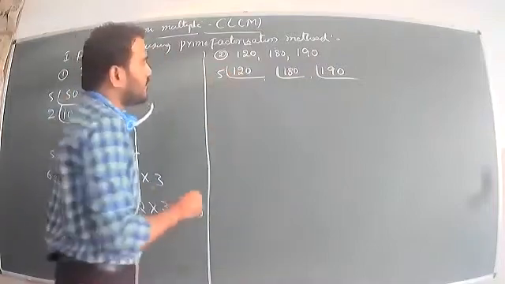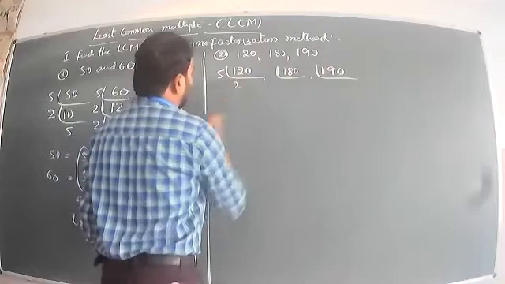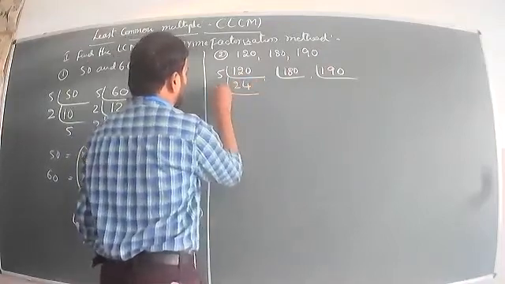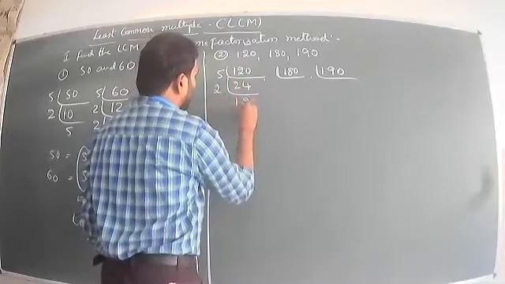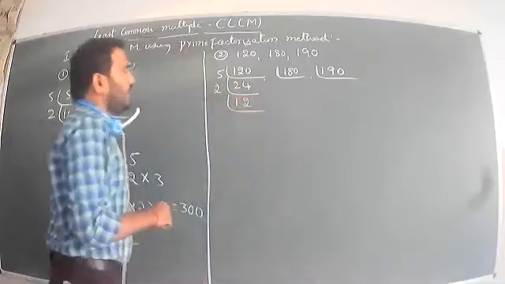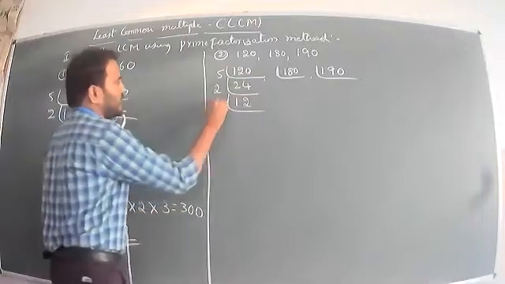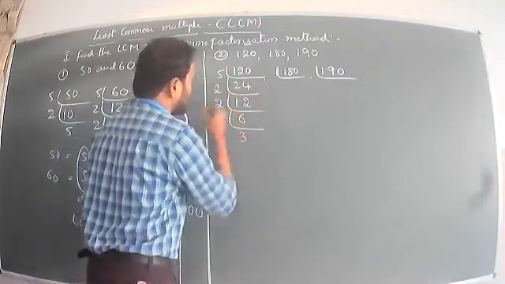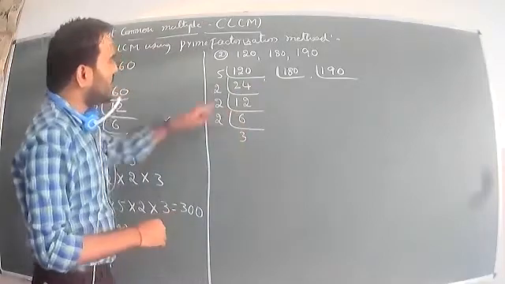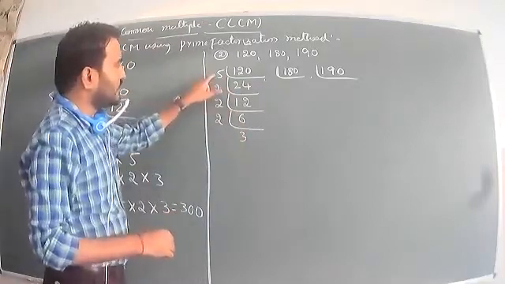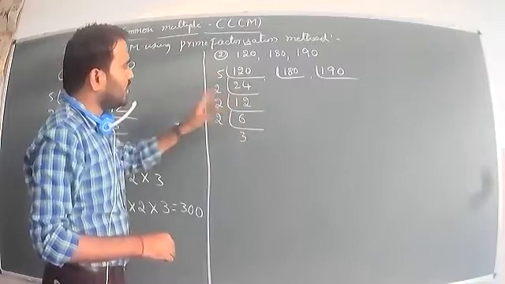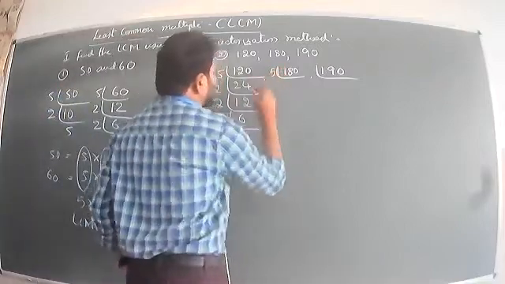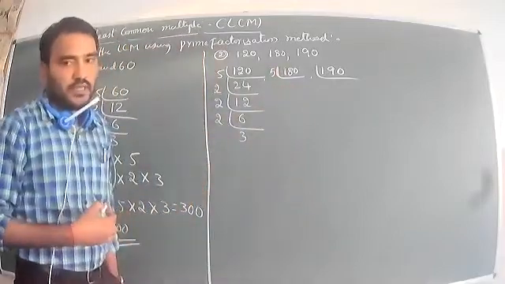Take 5, 5 times 10, 2 remaining, 5 times 4 is 20. Next 2, 2 times 1 is 2, is it right? Next 2 times 6, next 2 times 3. Okay, 5 times 24 is 120, 2 times 12 is 24, is it right? Completed. Now I will take 5 again here because taking the common is easy.